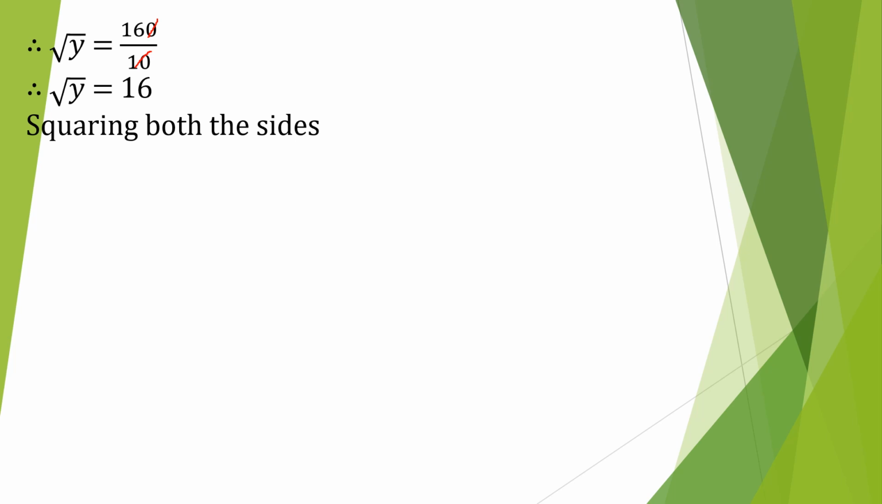So when we square, therefore y equal to 16 the whole square, because both sides we are squaring. So here the root sign will cancel. So it will become 16 square. Now therefore value of y is equal to 16 into 16, that is 256. So you got the value of y is equal to 256 when x value is 10. Okay.